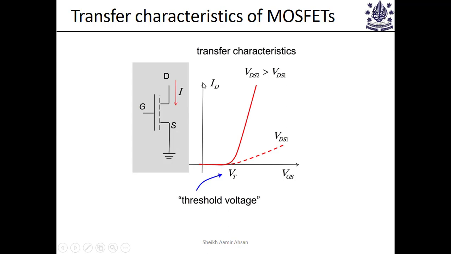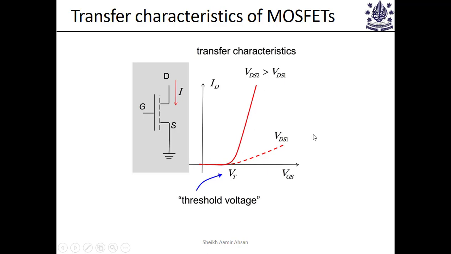Now we'll talk about transfer characteristics. What do we mean by that? We are plotting the drain source current as a sweep against VGS. Now we are fixing VDS, but sweeping VGS. So in this graph, we have the transfer characteristics for two different VDS values. For the lower VDS value we have this characteristic, and for an increased VDS we have this one.